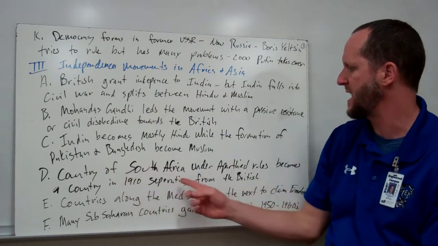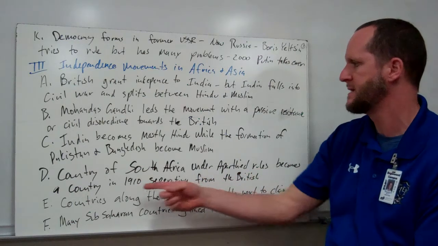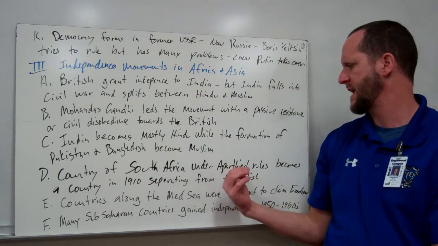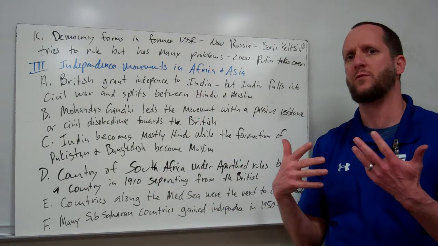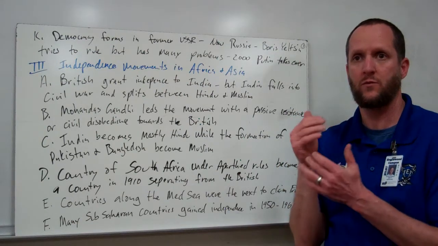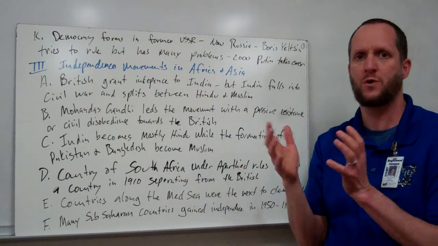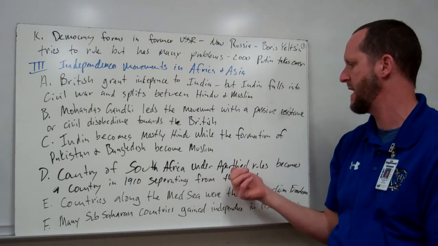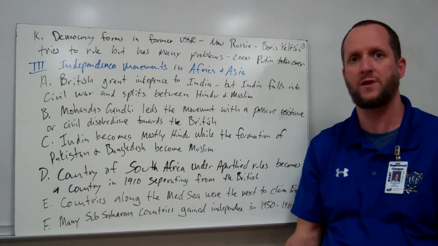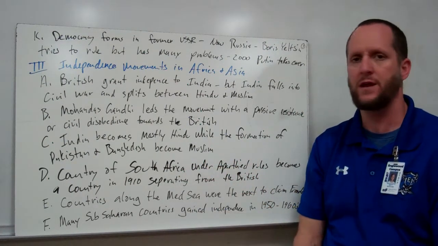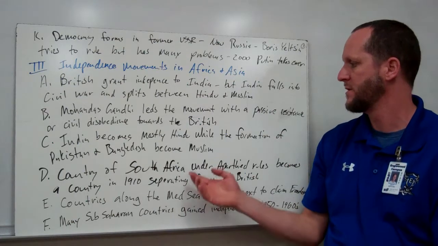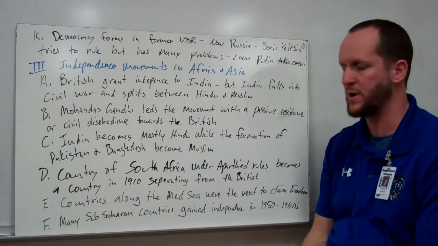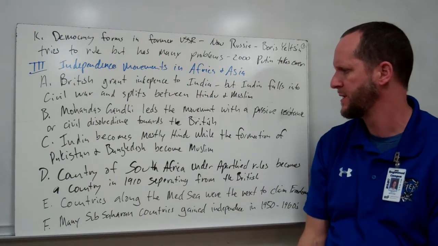Now, the country of South Africa, under apartheid rules, becomes a country in 1910, separating from the British. And this idea of apartheid rule is where the white minority rule a very large majority of blacks, and it is a very racist idea, and they would have to live under this rule for some 80 years until the 1990s, when apartheid was dismantled and Nelson Mandela became the first black president of the country.